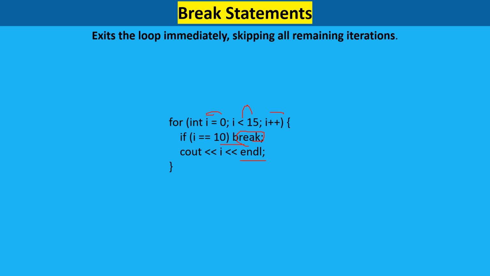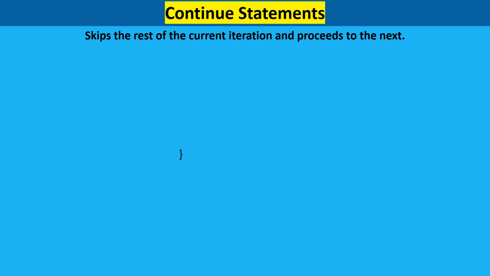Use break to terminate a loop permanently when a specific condition is satisfied, such as locating a desired item in a list. This helps streamline scenarios by avoiding unnecessary iterations once the condition has been fulfilled. Continue statement.